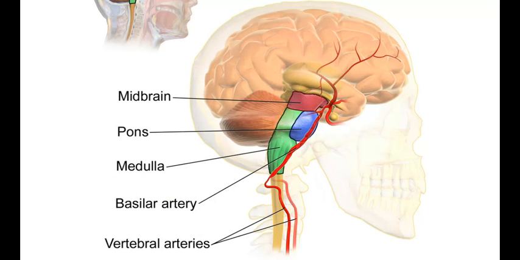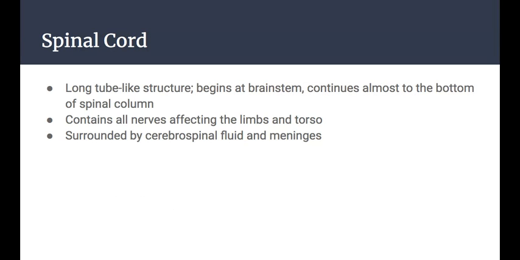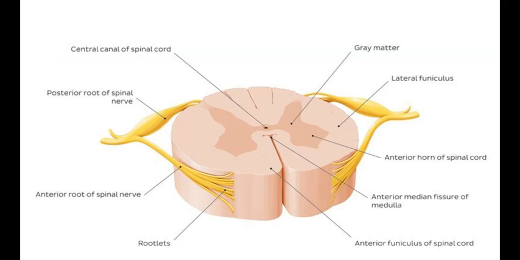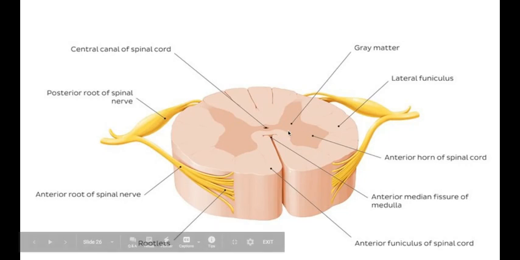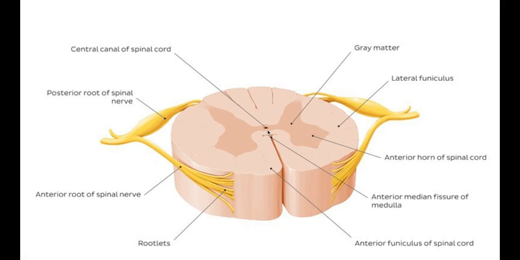There's a nice picture of that. And then we have our spinal cord, which is just a long tube structure that begins at the brainstem and continues almost all the way to the bottom of the spinal column. We'll go over that a little bit more today, about where those nerves go. And then here's a nice picture of it. We have gray matter in here, and here's the center of the spinal cord, which is where all the nerves are originally housed.